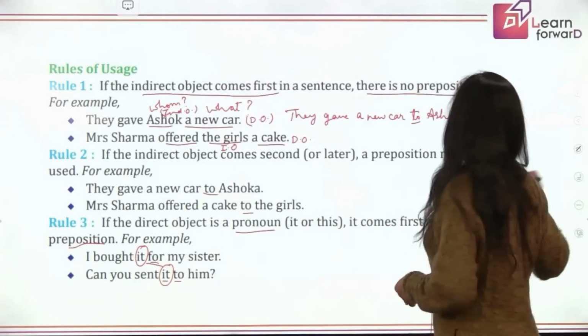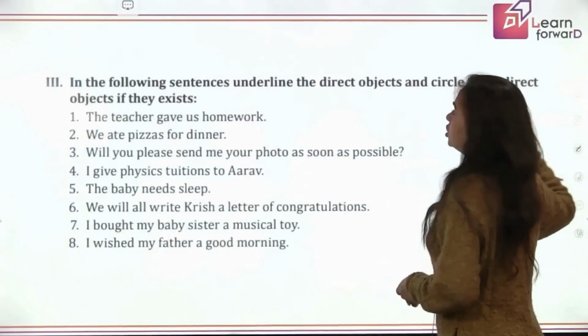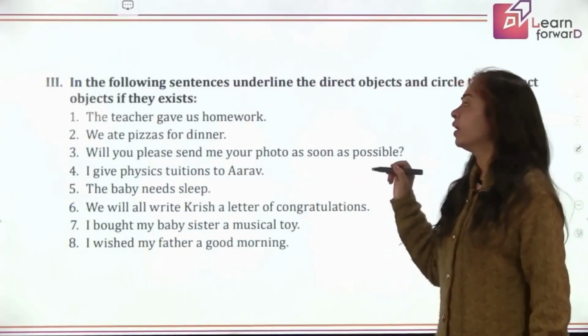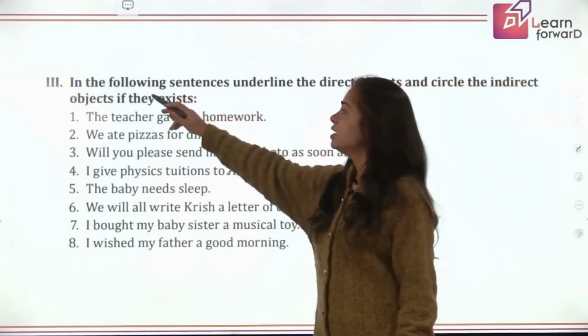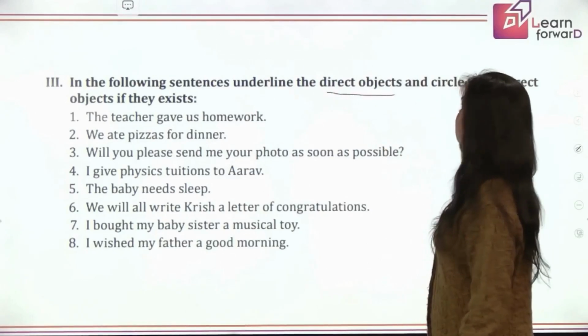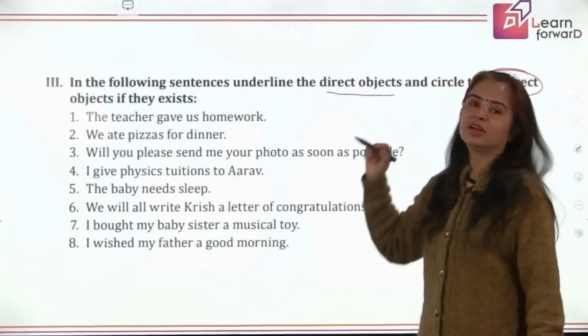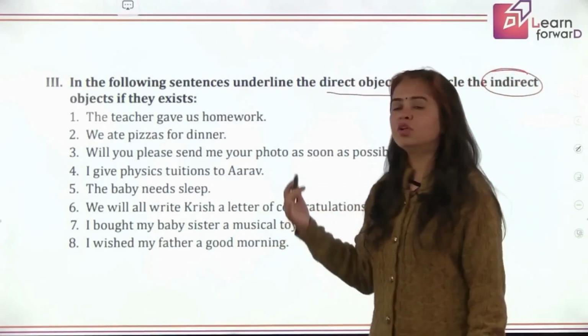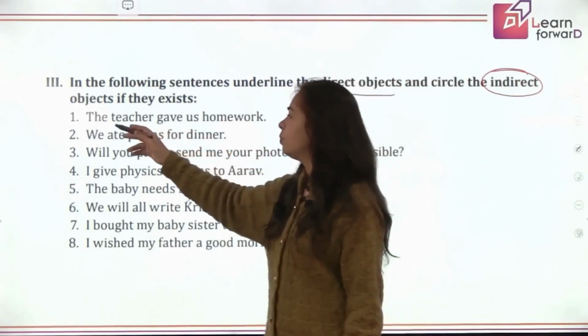So this is how we position the direct and the indirect objects. Now let's do an exercise in the following sentences. Underline the direct objects and circle the indirect objects. So I hope it is very easy for you. Let's do some of them. The rest you will practice yourself.